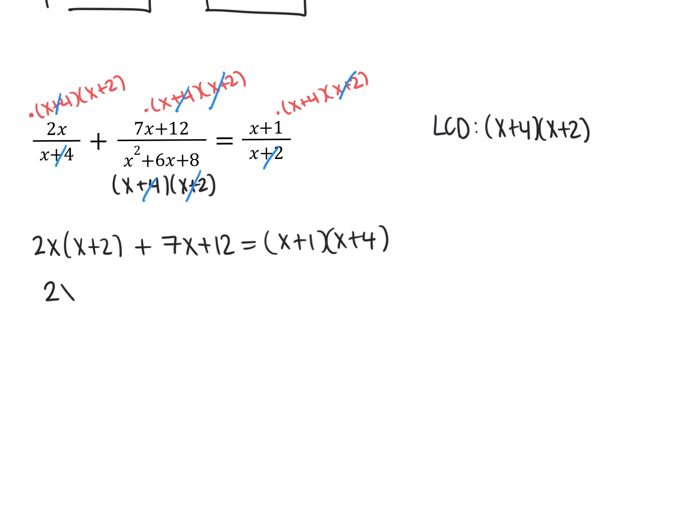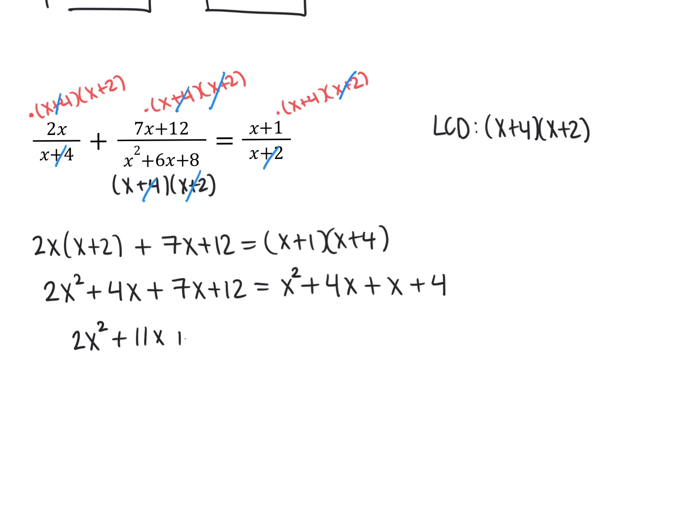Everything in x plus 1 has to multiply to everything in the x plus 4. So when I distribute on the left, I get 2x squared plus 4x plus the 7x plus 12. And when I distribute on the right, I'll get x squared plus 4x plus x plus 4. So this time I have to combine like terms on both sides. So on the left, I get 2x squared plus 11x plus 12. And on the right, I'm going to get x squared plus 5x plus 4.